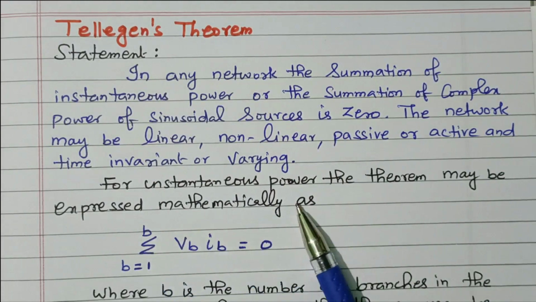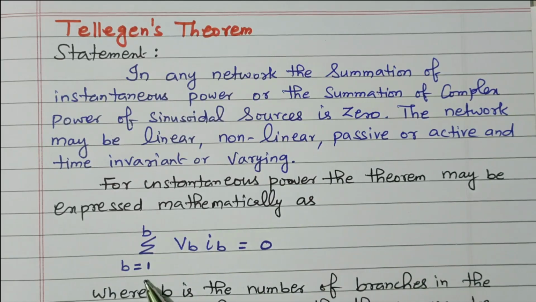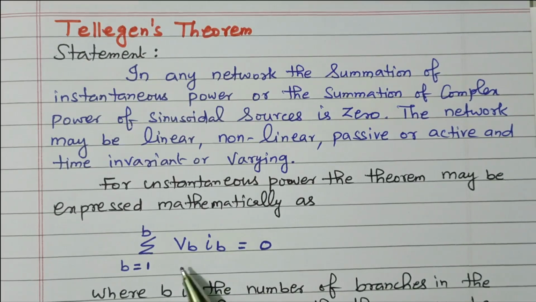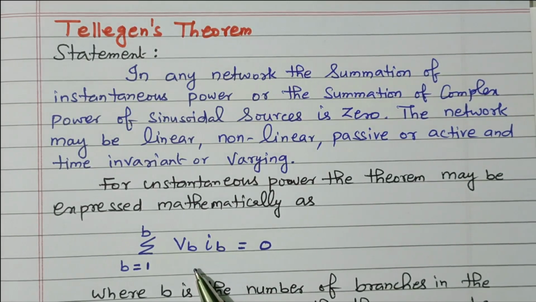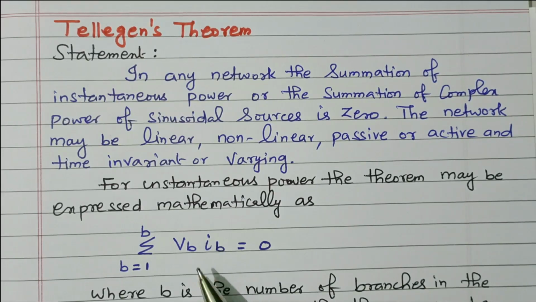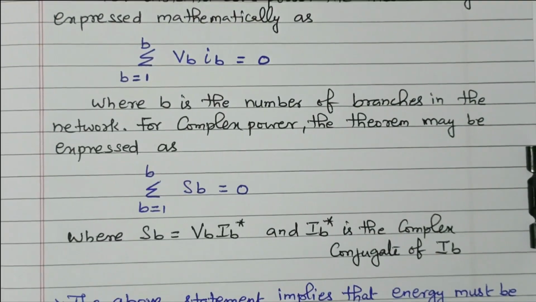For instantaneous power, the theorem may be expressed mathematically as the summation of b equal to 1 to B, V_b I_b, equal to 0. This V into I is nothing but power: power equals voltage into current. B runs from 1 to B, for n number of powers. If you add all the power in the network, that is equal to 0. That is the statement. In case of complex power, the expression will be different.